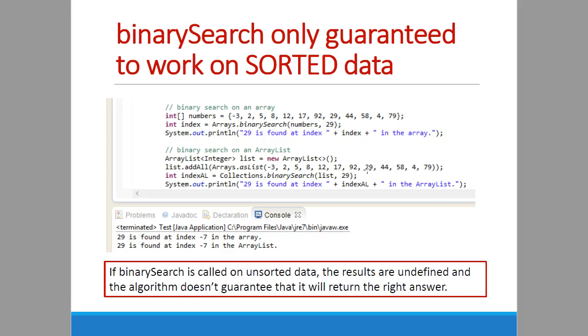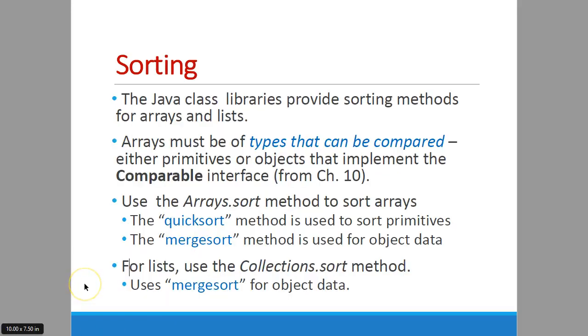There's a small discussion in the book about why the algorithm doesn't just automatically sort it for you. Well, the problem is that it takes more time to sort a list than it does to look up the item in binary search. And generally you don't want to modify the input either. So for those reasons, it counts on you to guarantee that the list is sorted. So that's an excellent segue into sorting.